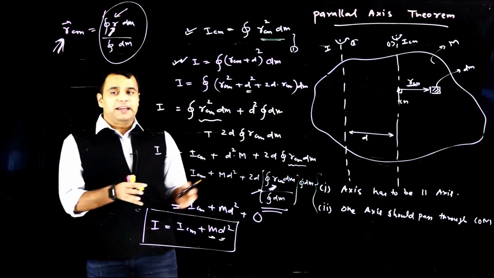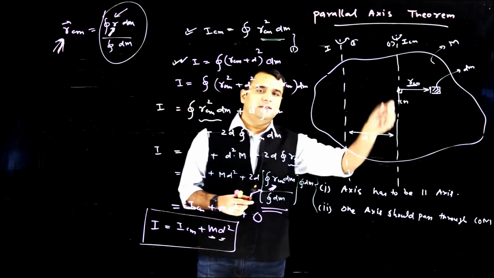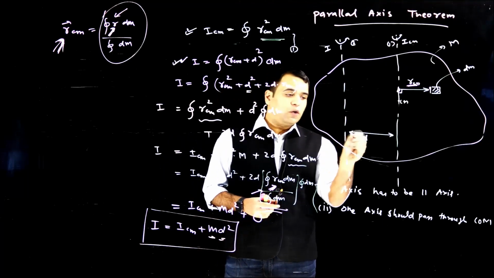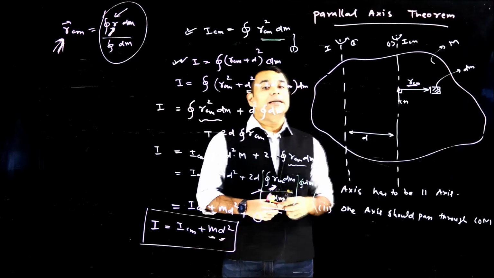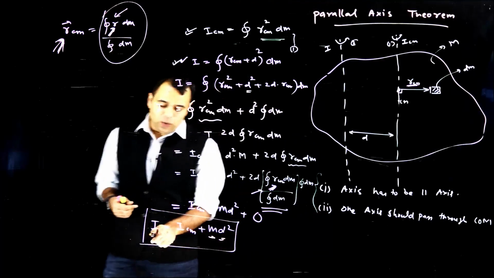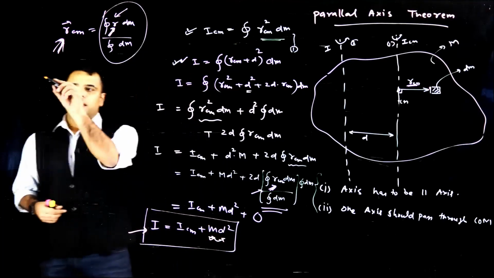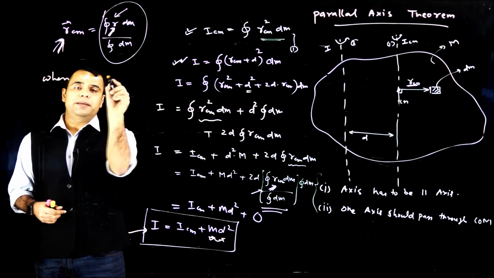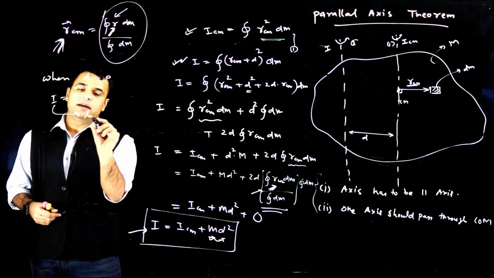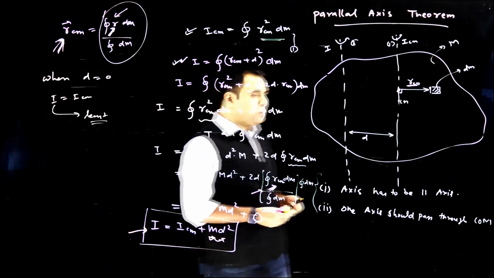Okay, so for the time being, I assume D is a variable, meaning I want to check: this axis is fixed, and if I move the other axis, for what value of D will I get the least moment of inertia? If I'm interested in that, then to make I least, you have to make this whole term 0. So when D is 0, I will be equal to ICM, and at that time I will have the least value.